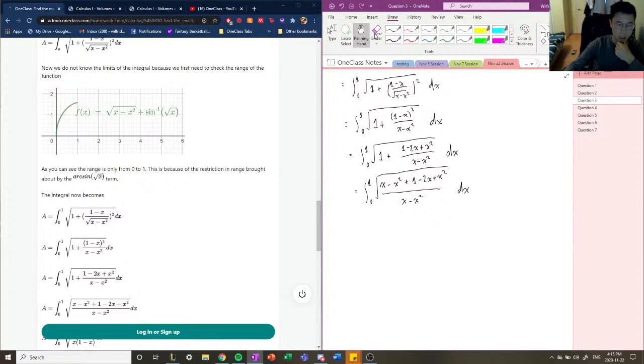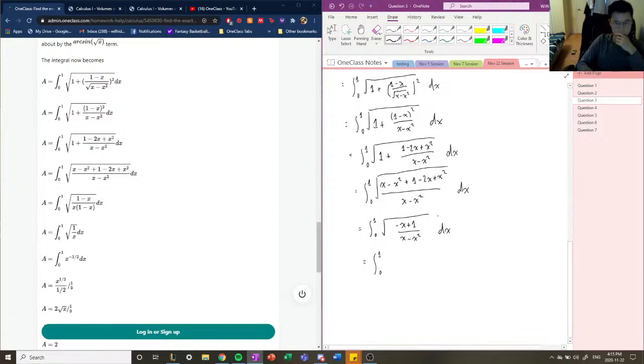All right. So now we can simplify this quotient of functions, I guess you can say. So this would equal the square root of (negative x plus 1) over (x minus x squared) dx. Okay? We can keep going with this. We can factor out x at the bottom, and we can cancel out the top and the bottom here. So if we do that, we have the square root of (1 minus x) over x(1 minus x) dx, and now we get this dx.